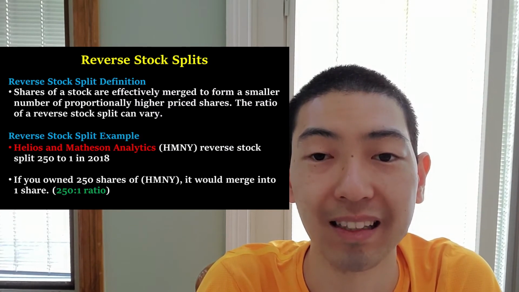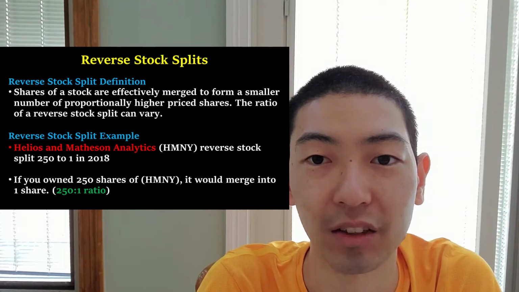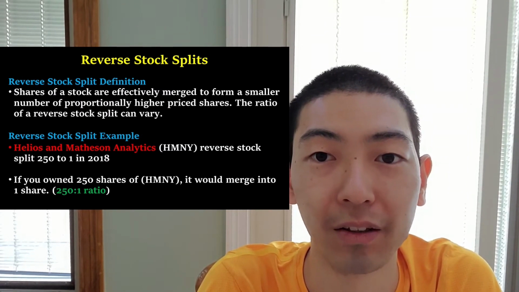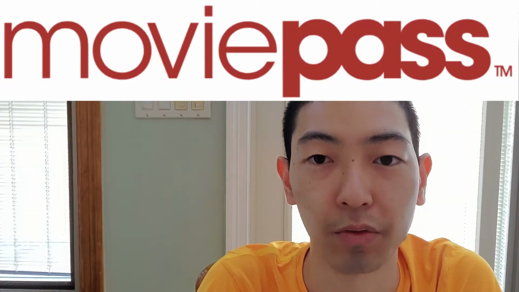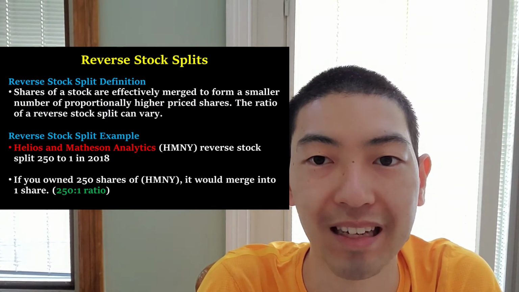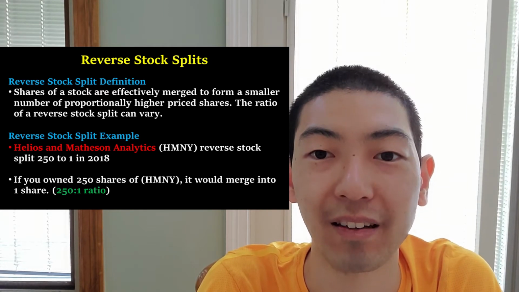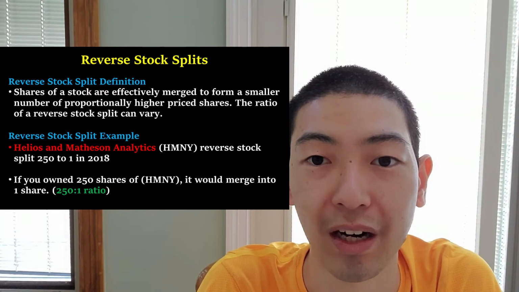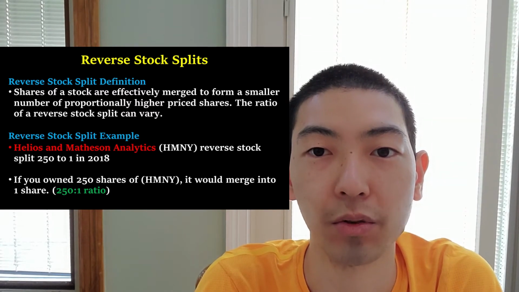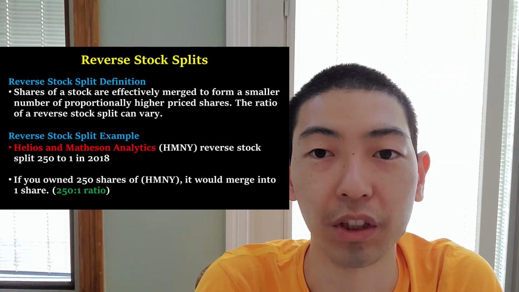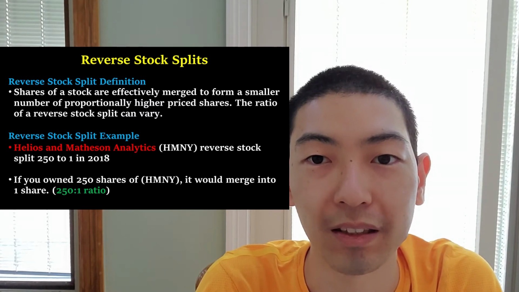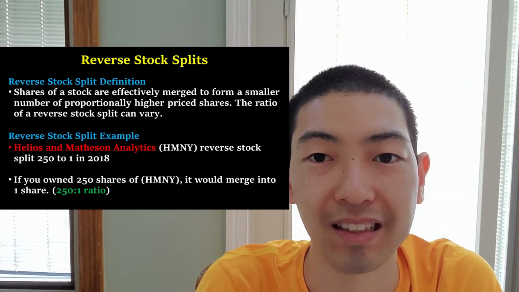An example of this is Helios and Matheson Analytics, or HMNY, better known as the owner of MoviePass, which performed a reverse stock split in 2018 in an attempt to stay listed on the NASDAQ. After their acquisition of MoviePass, they were losing a ton of money, and investors were running to the exit selling shares rapidly. They performed a reverse stock split at 250-to-1, meaning for every 250 shares an investor would only have one share. They ended up getting delisted and moving to OTC, or over the counter, because they fell into penny stock pricing and have stayed there since.